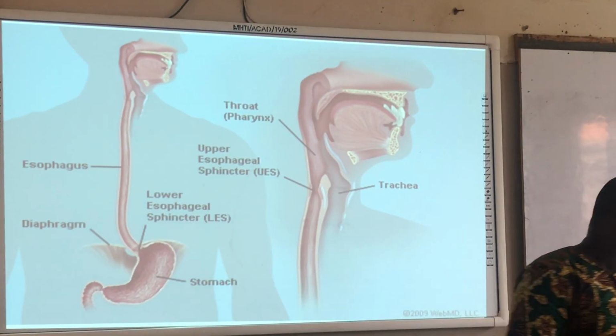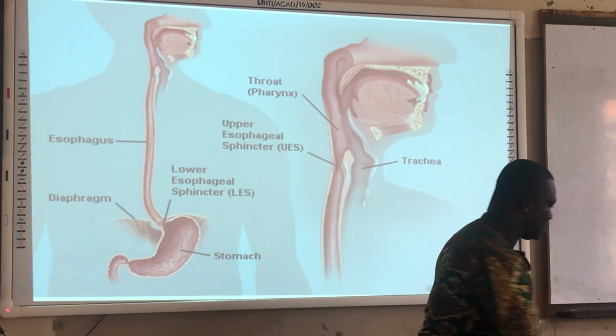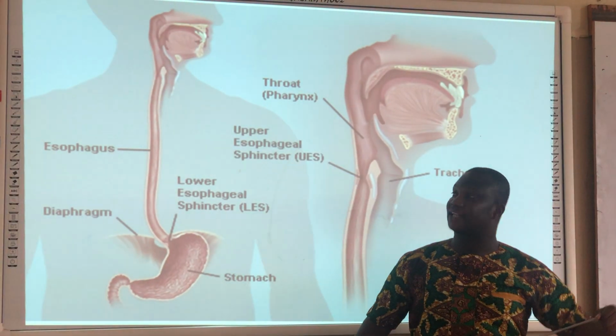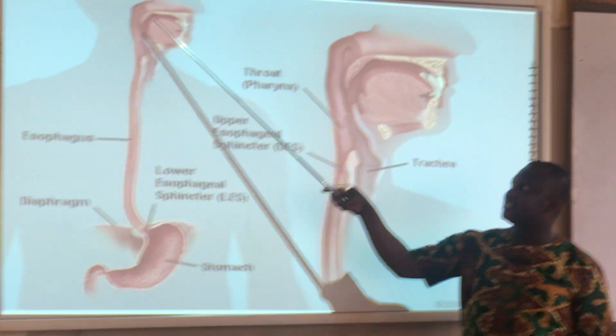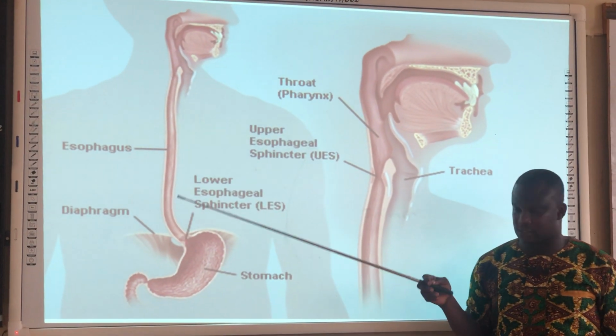Esophagus. Now, what is the esophagus in anatomy? Per the structure here, as you can see, this is the esophageal tube, or the esophagus.